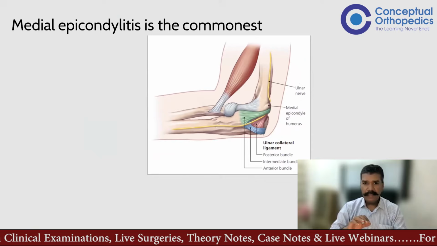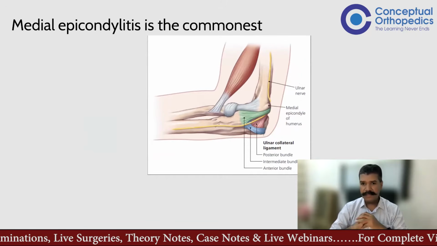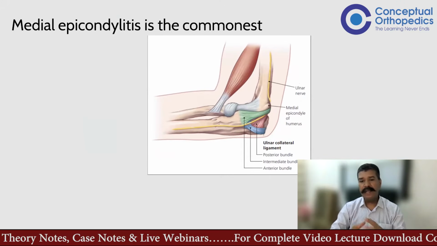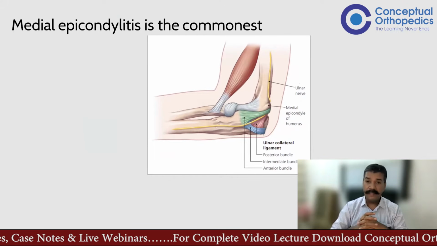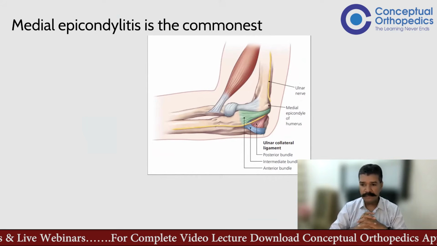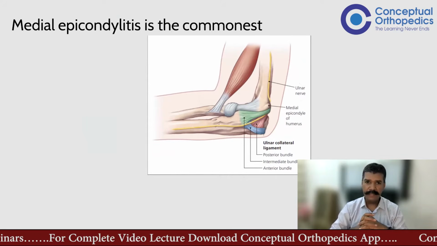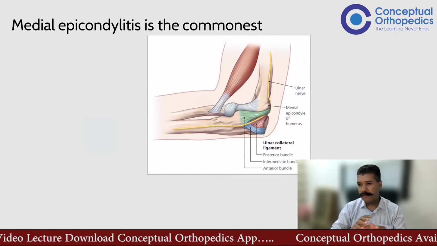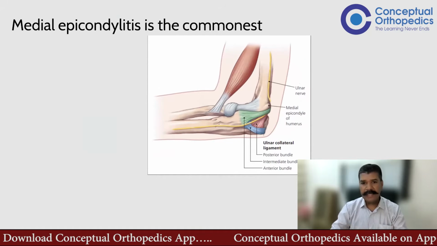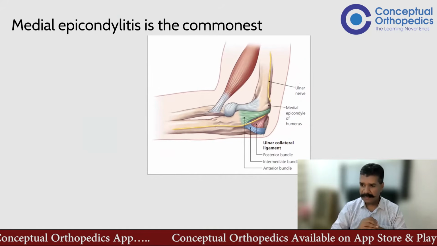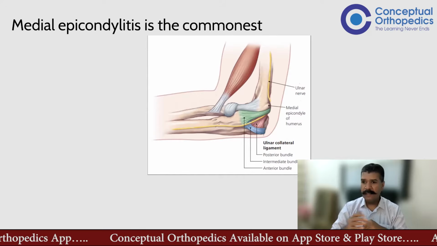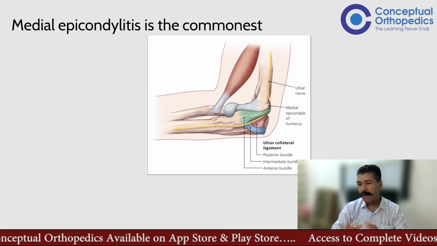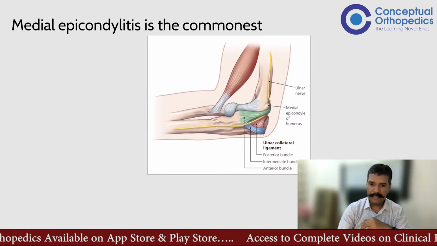Now, when you look at the medial side of the elbow, the commonest condition that you are likely to see is medial epicondylitis. And medial epicondylitis is the second commonest tendinopathy of the upper extremity. The commonest, of course, being lateral epicondylitis, also known as the tennis elbow. And again, if you review your anatomy, you'll find that almost anything that lies on the medial side of the elbow, like the ulnar nerve passing through the cubital tunnel, the ulnar collateral ligament, the anterior bundle of the ulnar collateral ligament, all these can be contributors to pain on the medial side of the elbow.